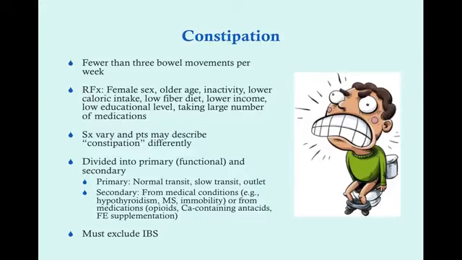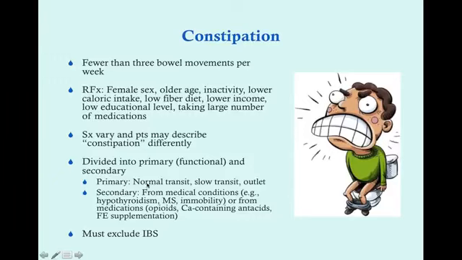We divide constipation up into primary and secondary constipation. Primary constipation is also known as functional constipation. So primary constipation gets divided up into normal transit, slow transit, and outlet constipation. Normal transit constipation is usually just diagnosed clinically. It's really the diagnosis of exclusion.